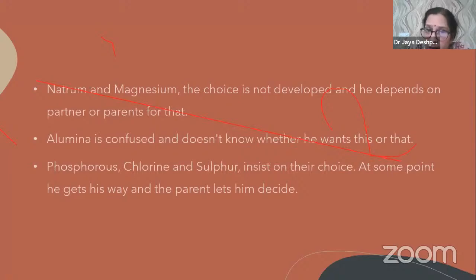So in natrum and magnesium, the choice is not developed and he depends on his parents or partners. Alumina, there's this big confusion, this indecisiveness. Should I do this or should I do that? Phosphorus, chlorine and sulfur, because they are on the right hand side of the periodic table, they have a much developed identity. As the element progresses from left hand side to right hand side, whatever was lacking on the left hand side, they are trying to gain it one column by the next column. So that is why when you come to the right side, phosphorus, chlorine and sulfur, they are very clear of their choice, and they will also get their way. So that is what is the right side remedies.